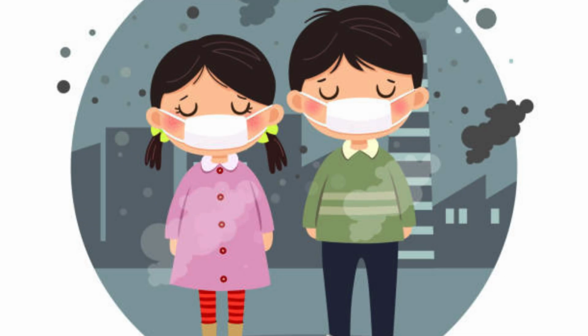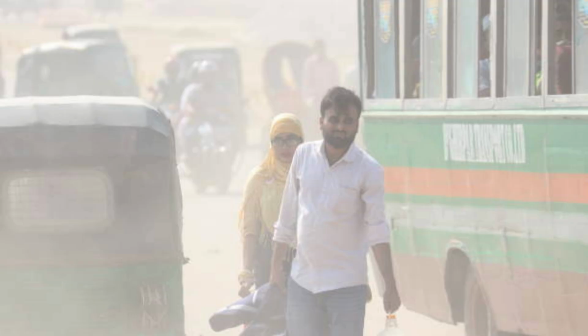Children: their lungs and immune systems are still developing. They also breathe more air relative to their body size. Older adults: existing health conditions and aging lungs make them more susceptible to severe complications.